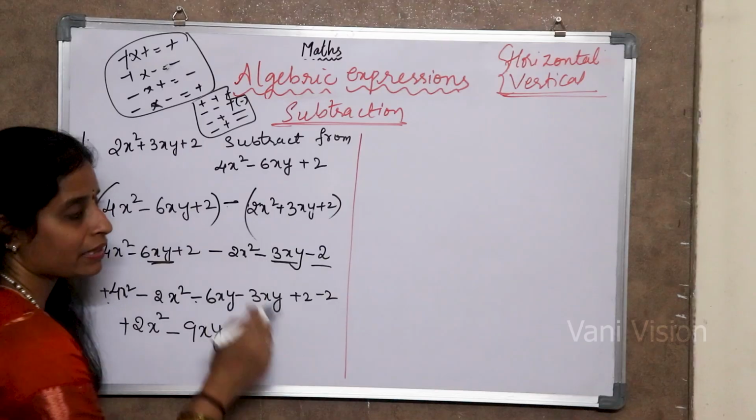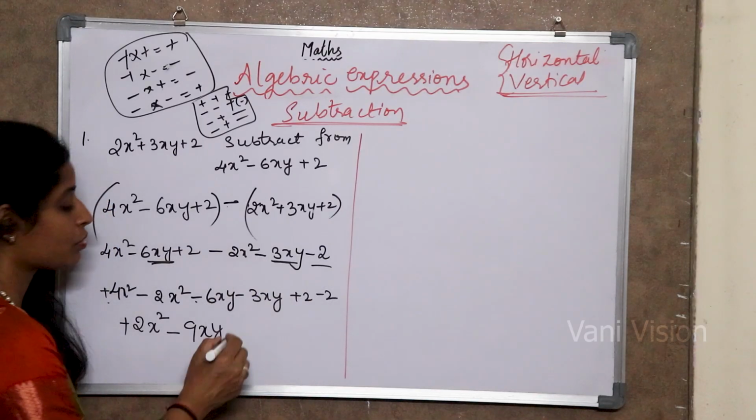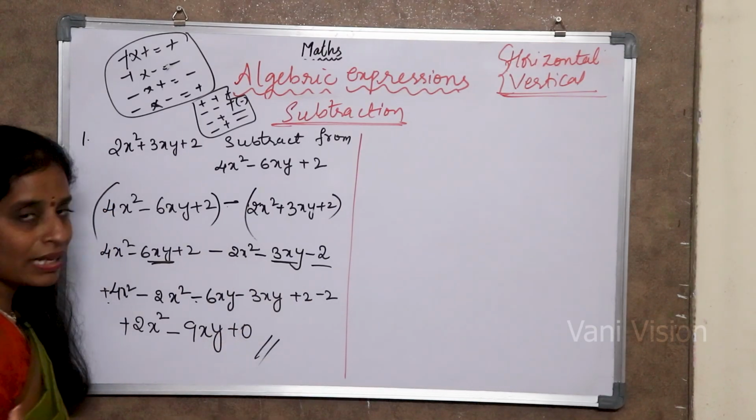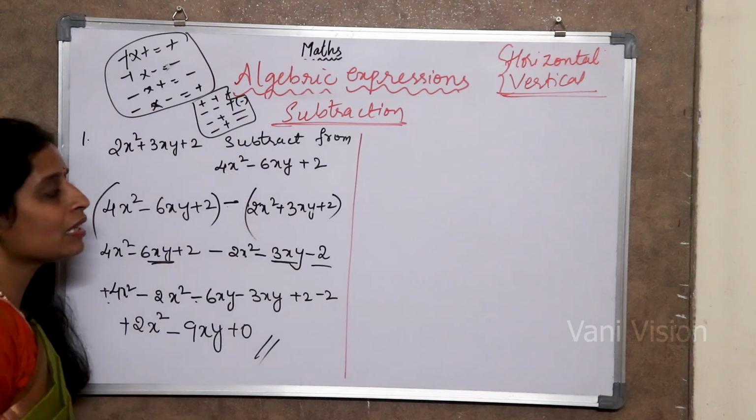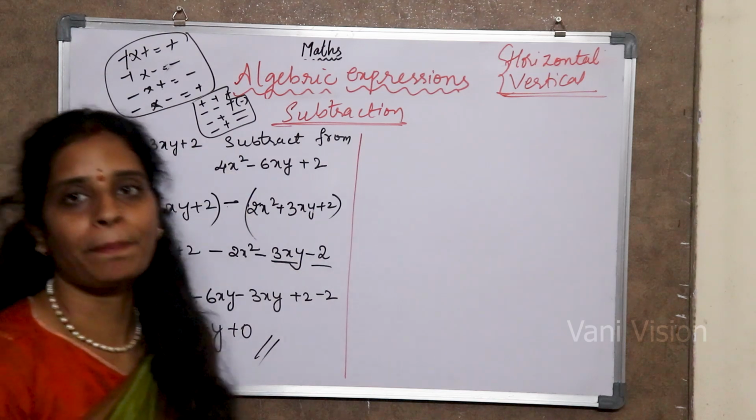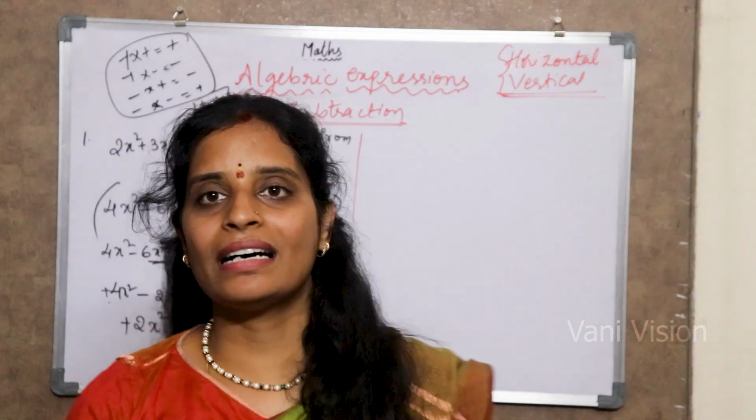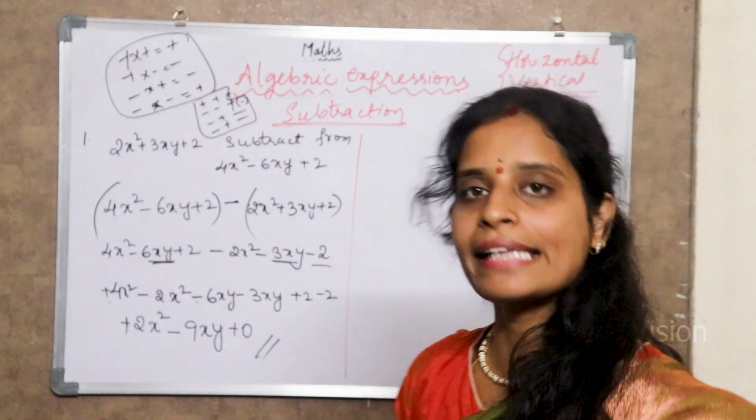Then 1 plus 1 minus. Both are having 2, 2, so it is 0. Over. It is what our horizontal subtraction. Now we'll see the vertical subtraction with the same example.